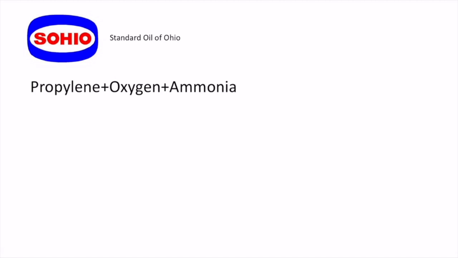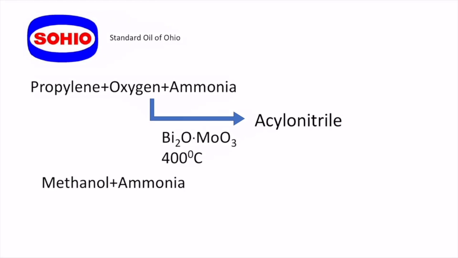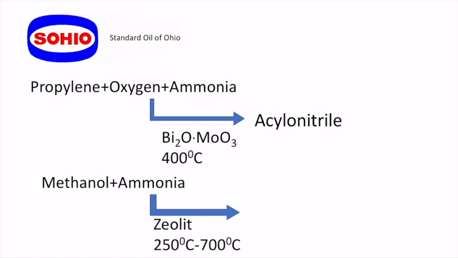The SOHIO process involves the reaction of propylene with oxygen and ammonia over a bismuth molybdate catalyst to produce acrylonitrile. Dimethylamine, on the other hand, is obtained from combining methanol and ammonia at a temperature between 250 and 700 degrees Celsius using a zeolite catalyst.